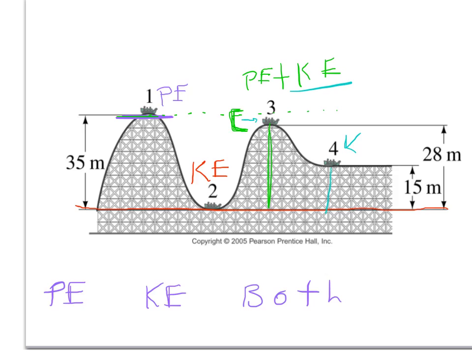At point 4, the car definitely has a height, so it has potential energy. But that, once again, is lower than the original height, so the energy isn't all back to being potential, and what's left over must still be kinetic. So at these 2 points, it has both types of energy.